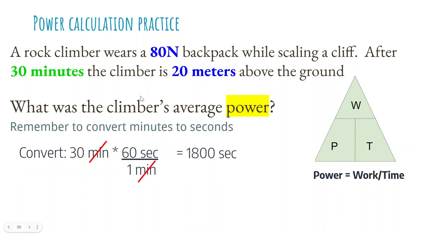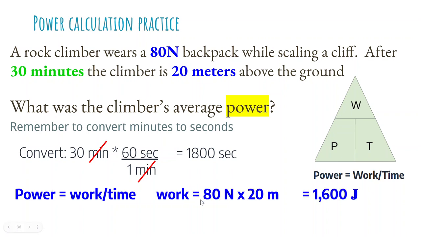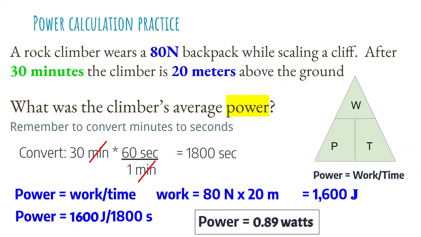All right, what are we doing again? We're trying to find average power, and power is work divided by time. So a quick reminder, our work that we figured out, work was force times distance, or 1,600 joules. Okay, so I know power is going to be 1,600 joules divided by 1,800 seconds. 1,600 joules divided by 1,800 seconds leaves me with 0.89 watts.